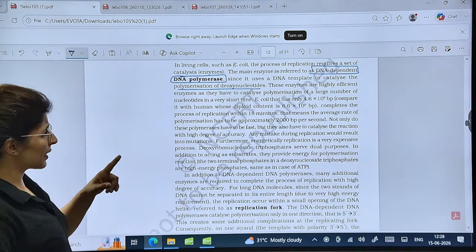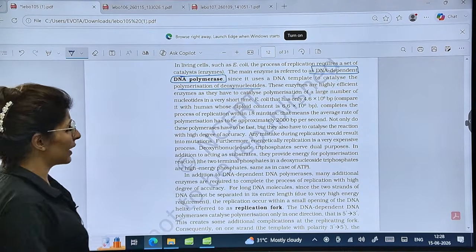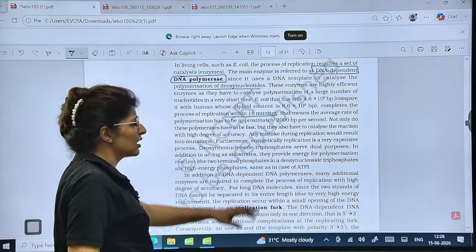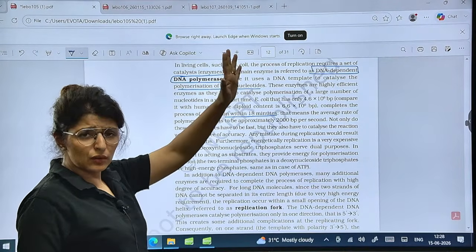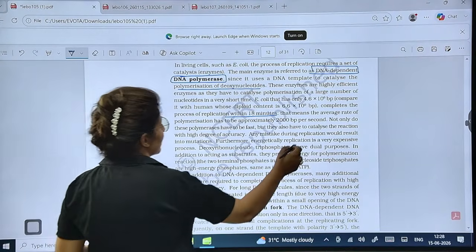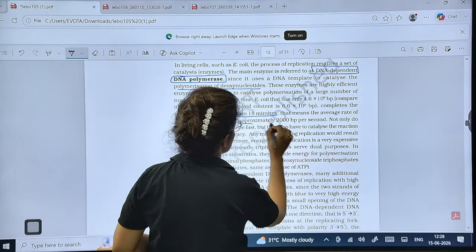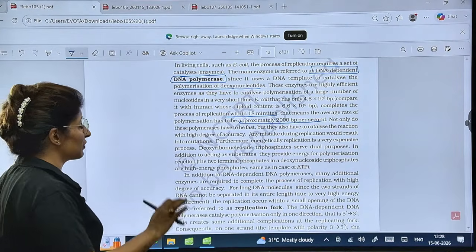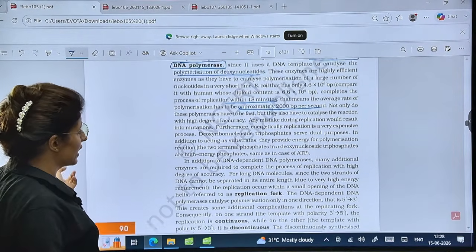Now, the process of replication in the case of E. coli, we have just read is 20 minutes, but here it is written within 18 minutes. So, this is to be precise, but for calculative purposes, we consider it 20 only. The average rate of polymerization here is around 2000 base pairs per second, and this is done with a very high degree of accuracy. Is that clear?